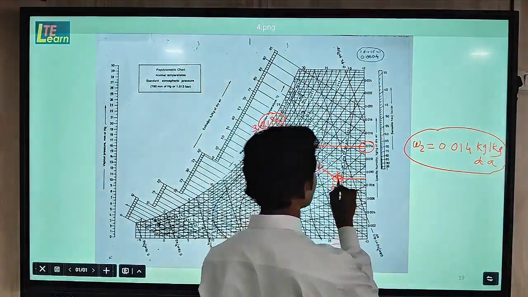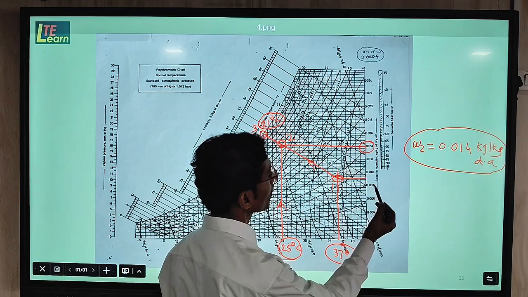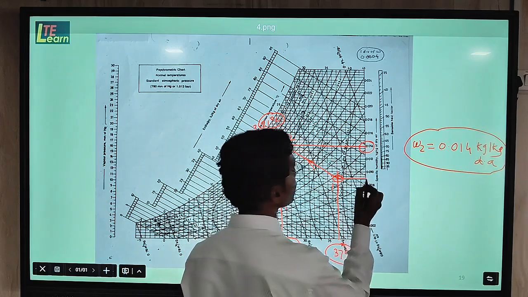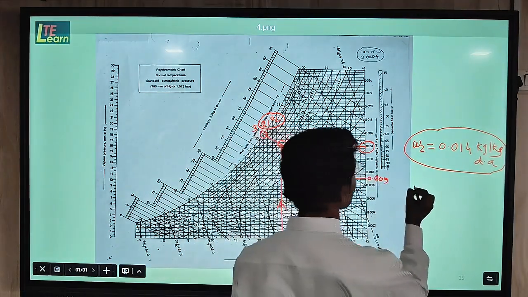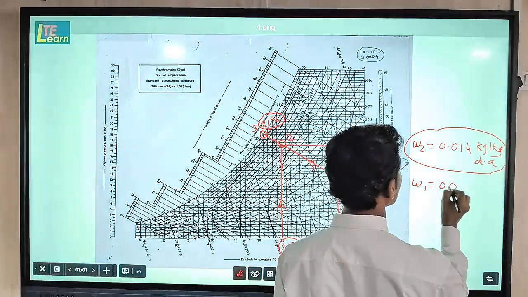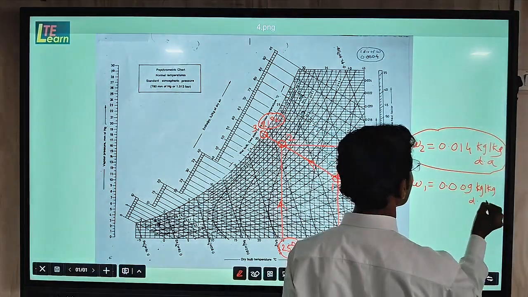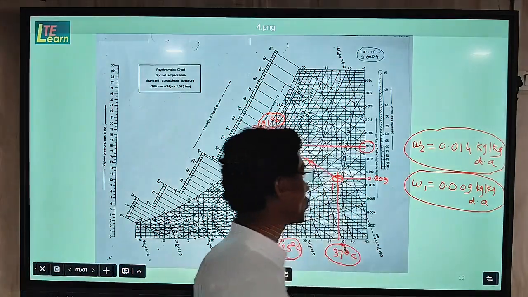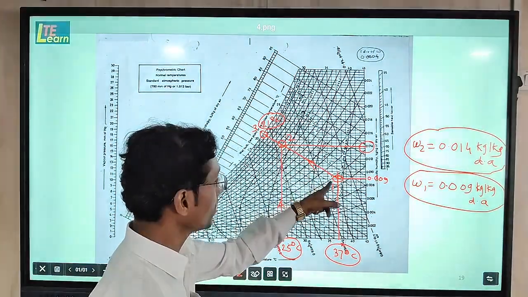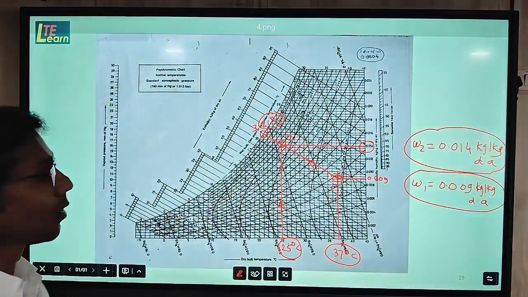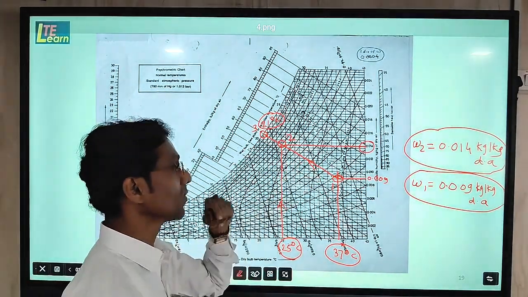And entry point here, if you see this point location, it comes between 0.008 and 0.010. So this is 0.009. So W1 comes 0.009 kg per kg of dry air. Now these two values of specific humidity at the end points of the process humidification 1 to 2, these two we will use for the calculation of amount of water required to carry out this humidification.